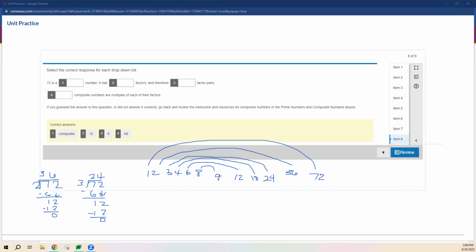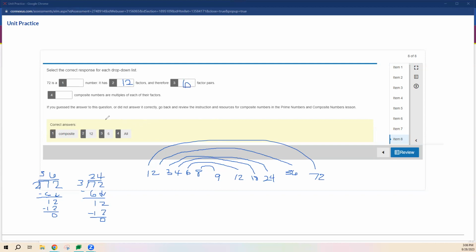So how many factors does it have? 1, 2, 3, 4, 5, 6, 7, 8, 9, 10, 11, 12. It has 12 factors, which means that it has how many factor pairs? Well, how many arches do I have in my rainbow? 1, 2, 3, 4, 5, 6.